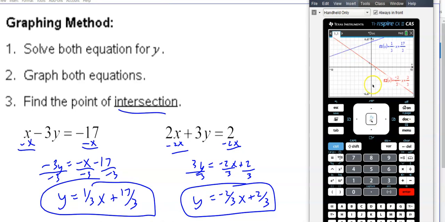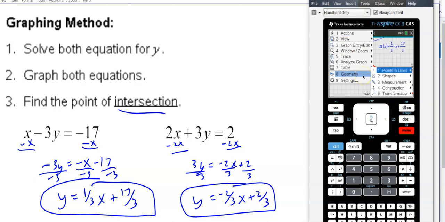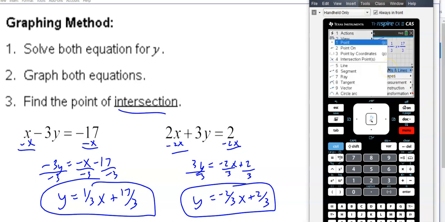You might just be able to find the point there, but it's much easier to actually use your calculator to do this. So my favorite way is to go to geometry. So you go menu, geometry. We're looking for intersection point. So it's under the points and lines, and there it is, intersection point.